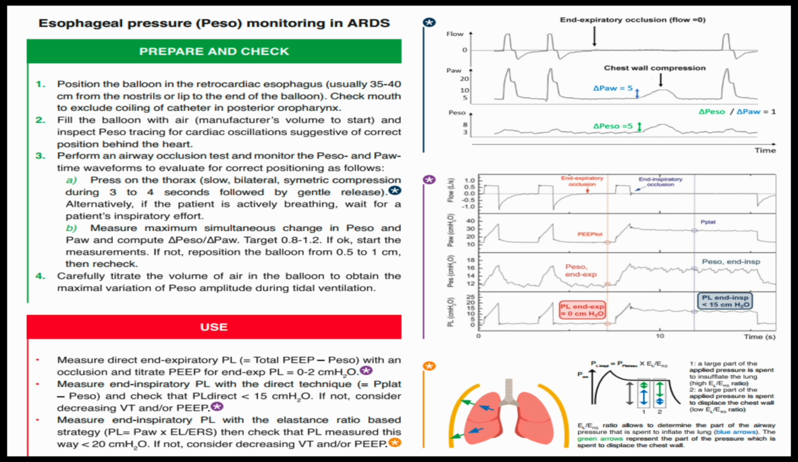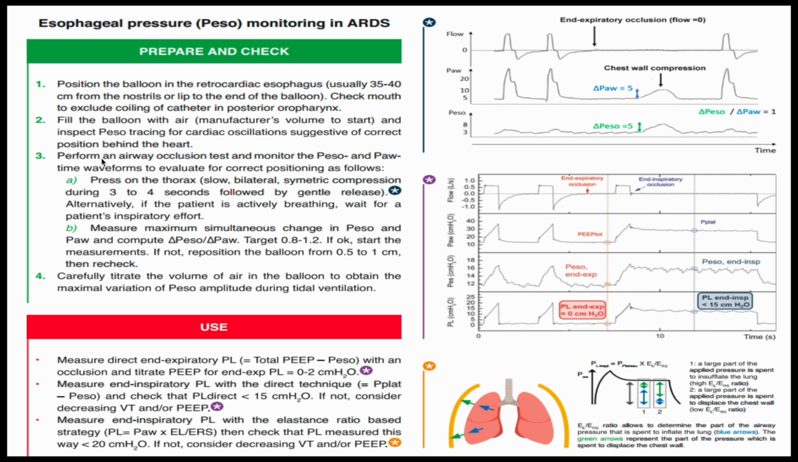So to summarize, for esophageal pressure monitoring in ARDS, you need to first prepare and check: position the balloon 35 to 40 centimeter from the nostril or the tip of the lip to the end of the balloon. Check the mouth to exclude coiling of the catheter in the posterior oropharynx. Fill the balloon. How much air depends on the manufacturer's volume. And inspect the esophageal pressure dressing.